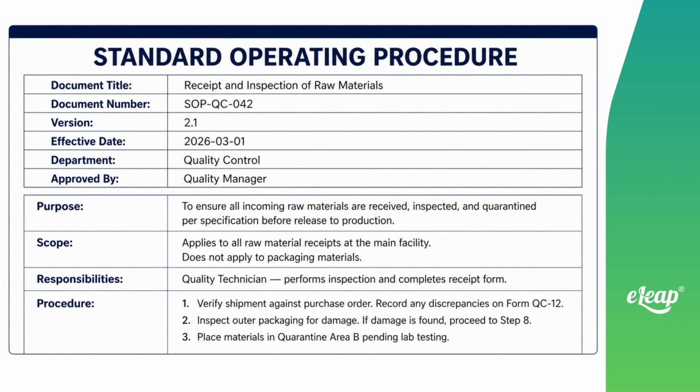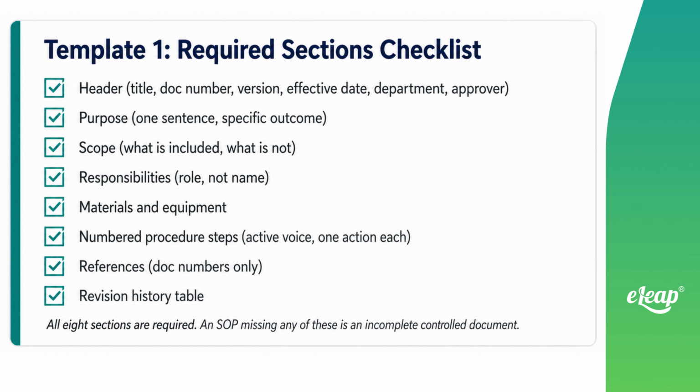This prevents misapplication. The steps are numbered, written in active voice, and step 2 includes an explicit decision point. If damage is found, go to step 8. Template 1 uses all 8 sections from the previous video. None of them are optional. A controlled document library has no such thing as a partial SOP. If the header is missing a document number, you cannot manage version control. If the revision history is absent, you cannot prove the document has been maintained. All 8 sections, every time.